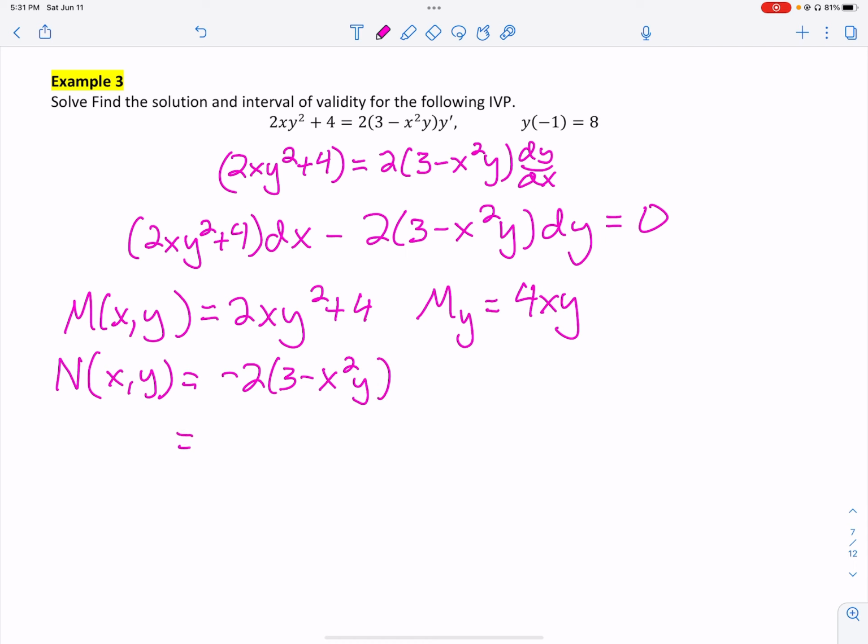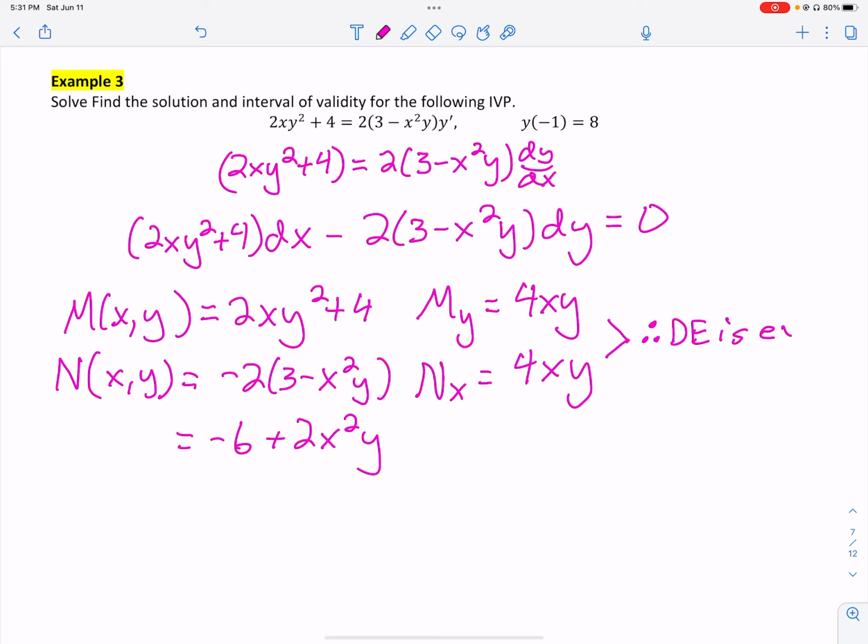I'm going to go ahead and multiply that out because it's going to be much easier if I do. Oh, I forgot the 2. There we go. All right, and I want to find that partial. Since that's with the dy here, I'm going to find the partial with respect to x. So the partial with respect to x, I get 4xy. Notice these two things are equal, so we get that the DE is exact.